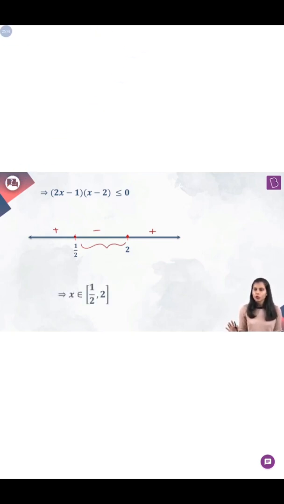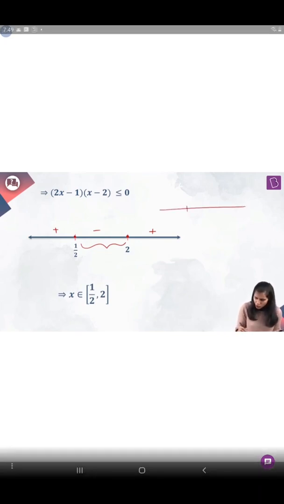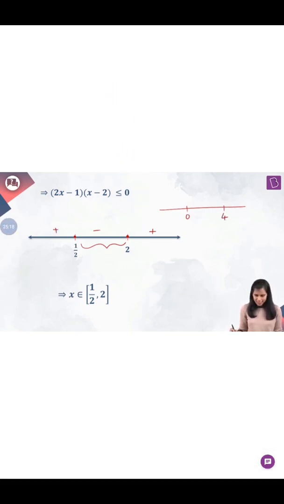What was my second region? Can you recall? My second region was all real numbers greater than 0, less than or equal to 4. And half to 2 is somewhere lying here only. That means out of all the real numbers in the second region, only the real numbers which are lying between half and 2, including half and 2, are able to satisfy my inequality. So this is the solution set corresponding to the second region.